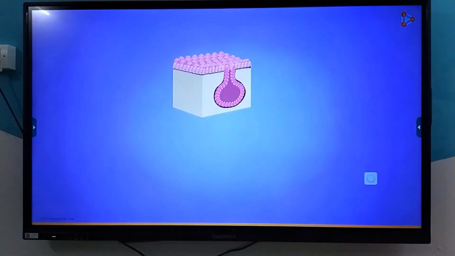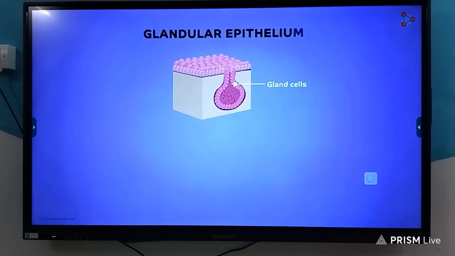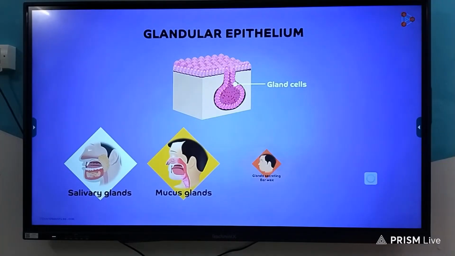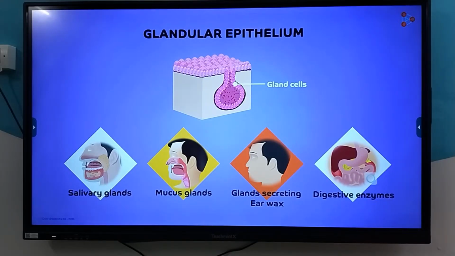glands. Lastly, we also find certain specialized modifications in these cuboidal cells. They attain the capacity to secrete important substances in the body. These are simply formed by inward folds in the cuboidal cells. The cells are called gland cells, and the tissue is called glandular epithelium. So where will we find them? Yes, those parts involved in secretions like the salivary glands, mucus glands, glands secreting earwax, mammary glands, and also the glands producing digestive enzymes. Well, with this, we come to the end of the types of epithelial tissues.